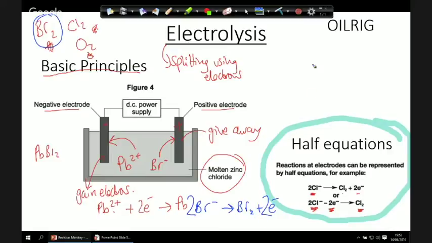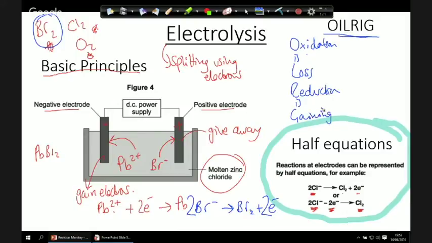So back to what everyone needs to know. Oil rig, okay? Oxidation is loss and reduction is gaining of electrons. Okay, so oxidation is losing electrons, reduction is gaining electrons.